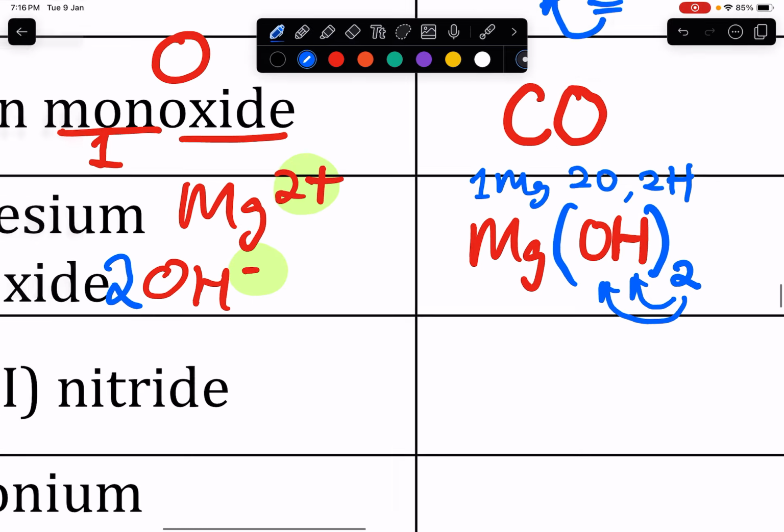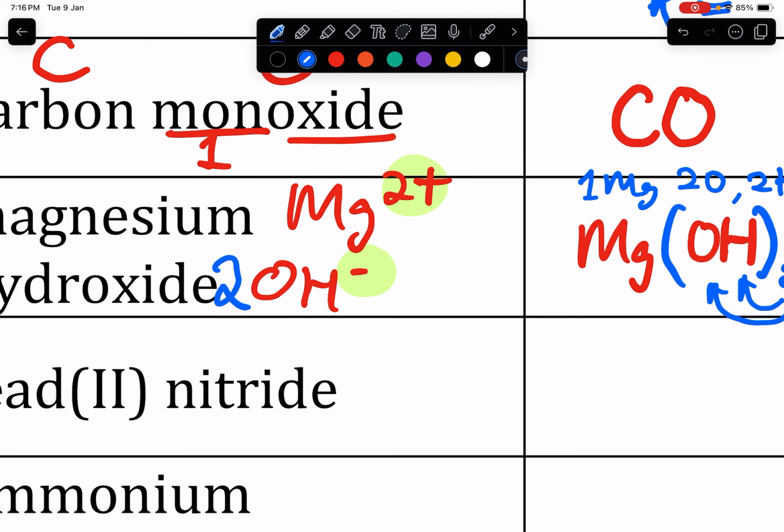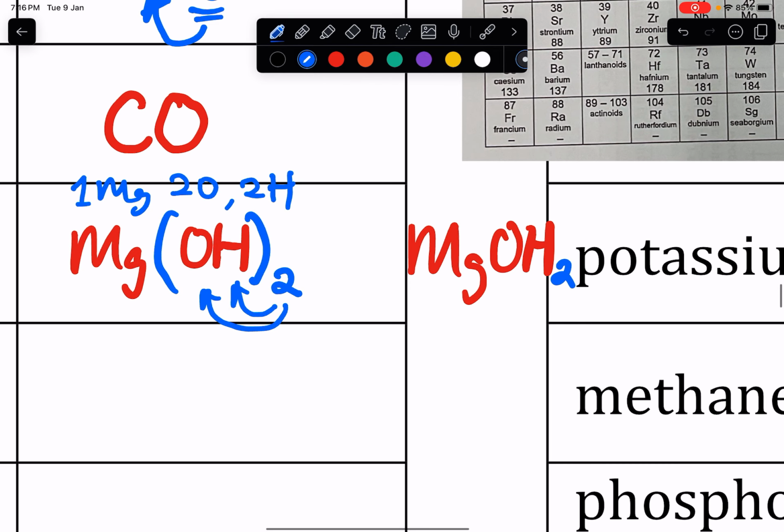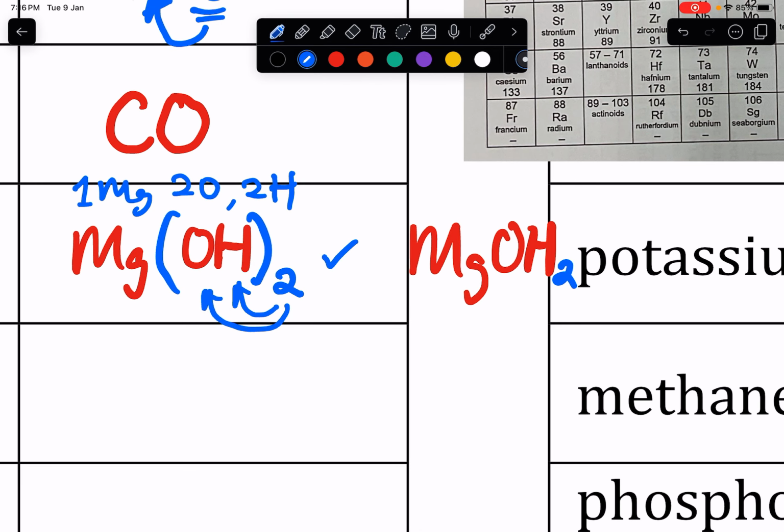Now, if I go back to the original intent, which is that I must have 2 hydroxide ions to balance 1 magnesium 2 plus, how many O and how many H should there be? Okay, there will be 1 Mg, and there will be 2 hydroxide ions, which means 2 O and 2 H. And this satisfies that.